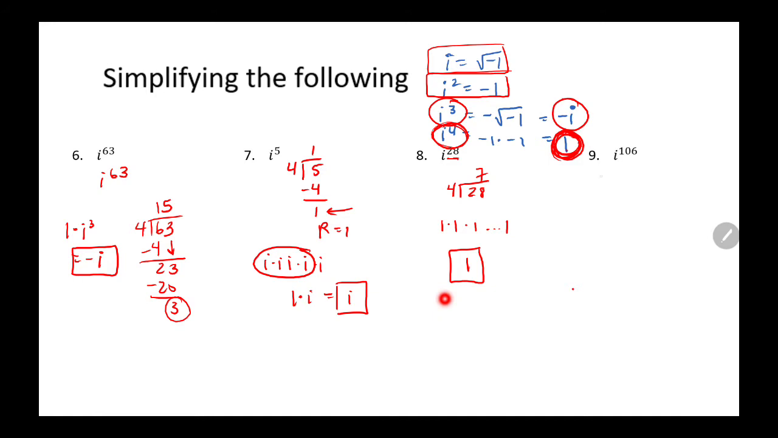And I have i to the 106. So let's see how many times 4 goes into 106. It goes into 10 2 times. It goes into 26 6 times. And it's got a remainder of 2. Okay, so if my remainder is 2, that means I've got 1 times i squared left over, and i squared is just negative 1. Cool, cool.